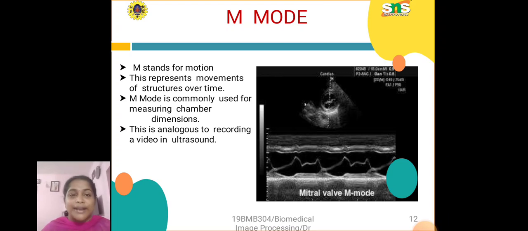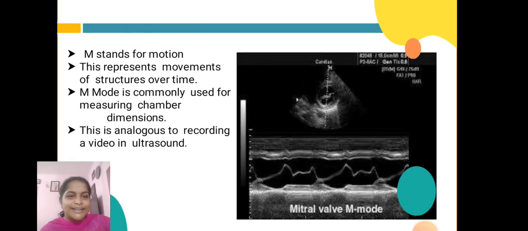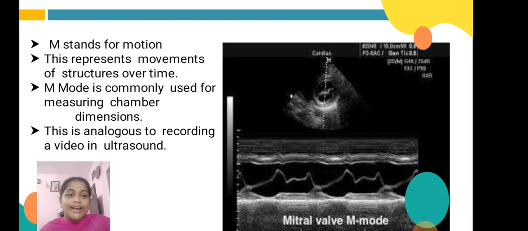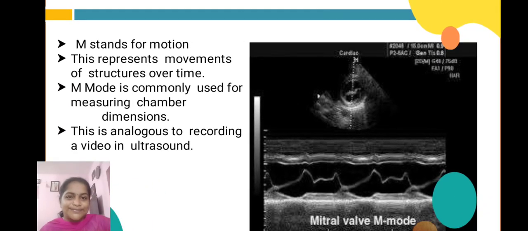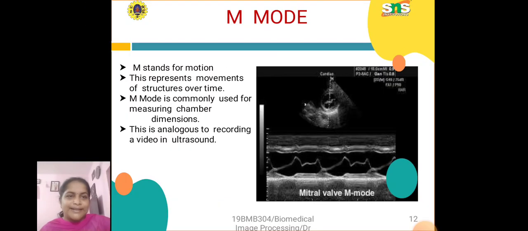M stands for motion. This represents the movements of structures over time. M mode is commonly used for measuring chamber dimensions. This is analogous to recording a video in ultrasound. See the example.